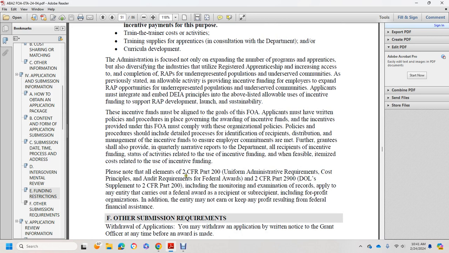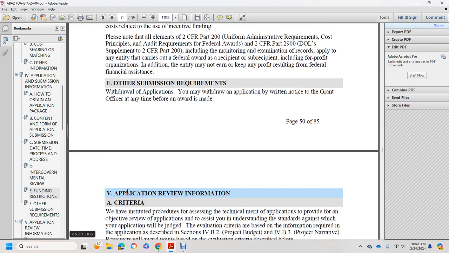Also, please note the other elements of Title 2 CFR Part 200, Uniform Administrative Requirements, Cost Principles, and Audit Requirements for Federal Awards, and Title 2 CFR Part 2900, Department of Labor Supplement to Title 2 CFR Part 200, including monitoring and examination of records, apply to any entities that carry out federal awards, including recipients and subrecipients, including for-profit organizations. In addition, the entity may not earn or keep any profit resulting from federal financial assistance.